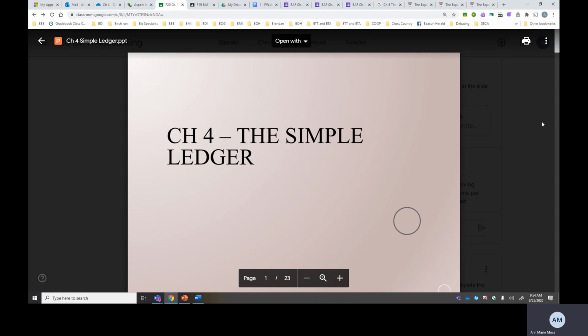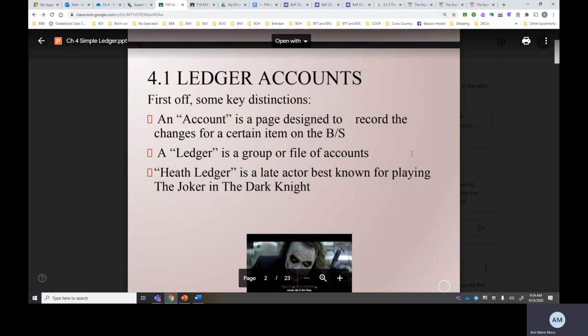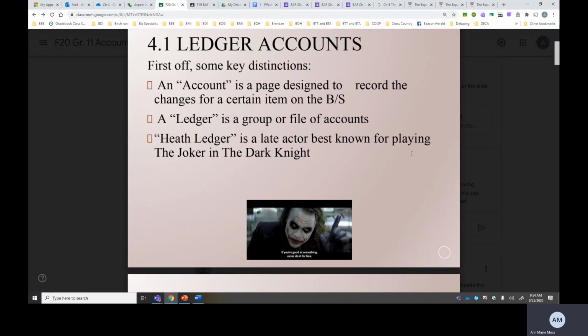First of all, we need to learn about some definitions. So the first definition is an account. An account is simply a page designed to record the changes for a certain item on the balance sheet. So one of the things we talk about in accounting are the books. There are several books, and in pre-computer times, everything was done manually, as we're going to do it in this class, because it has a greater sticky factor.